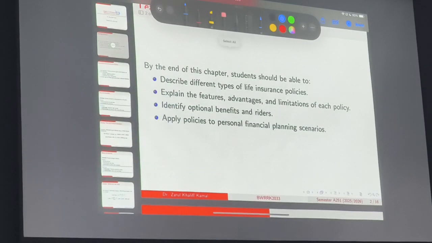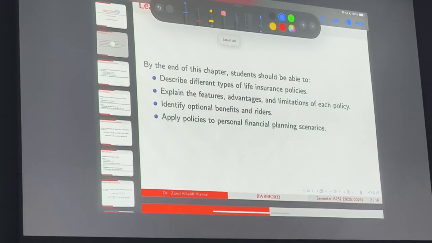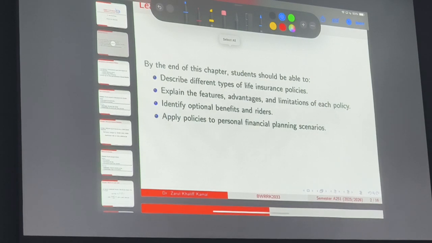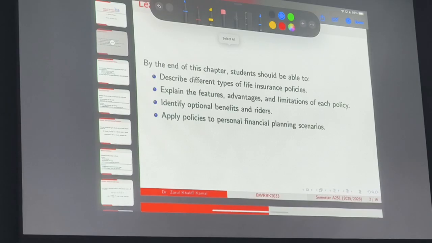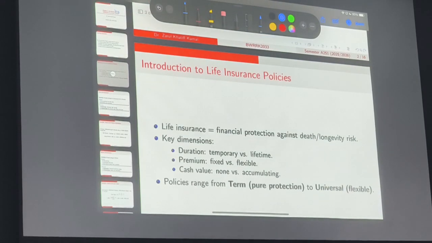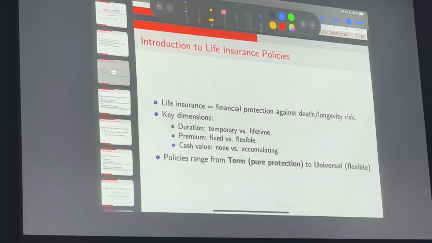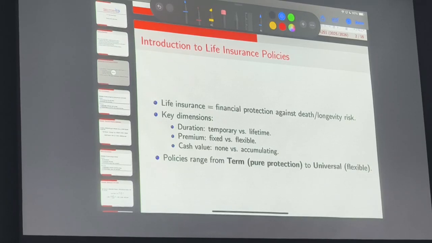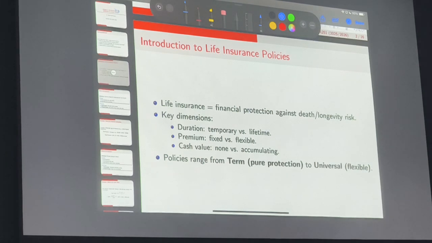Okay, by the end of this chapter, you will be able to describe different types of life insurance policies, explain the features, advantages and limitation of each policies, identify optional benefits and riders, and the last one, apply policies to personal financial planning scenarios. Okay, the first one, we have introduction to life insurance policy. So life insurance, the definition is that financial protection against death and longevity. So itu adalah life insurance.